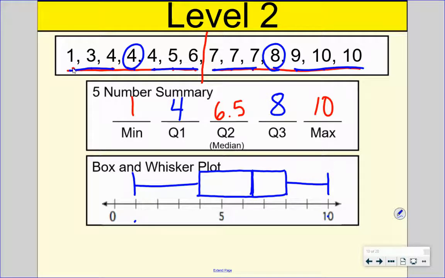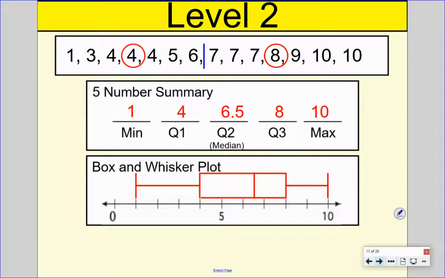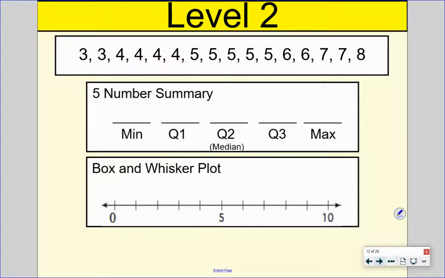All right, let's practice some more. Go ahead and practice this one and pause your video, and we'll come back. Go ahead and do it, and then we'll come back and talk about it.